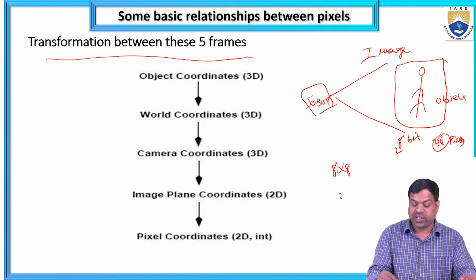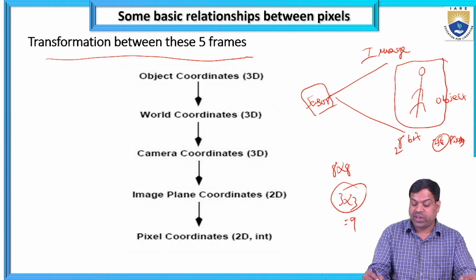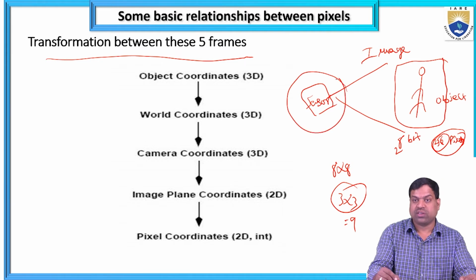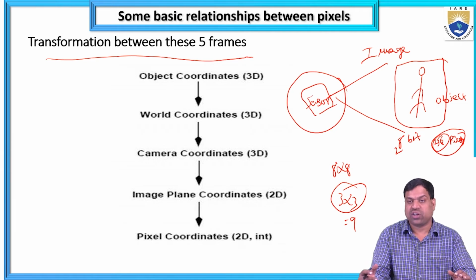Otherwise, suppose I take 3 by 3 equal to 9 pixels. 9 pixels means 3 rows and 3 columns. So how do we get 2 power 8 equal to 256? It depends on your camera or sensor, which creates the pixels. If the sensor or camera is changed, the pixel coordinates may also change.